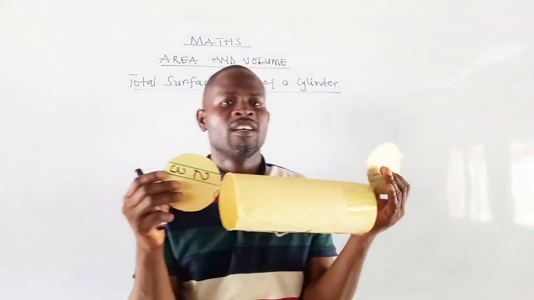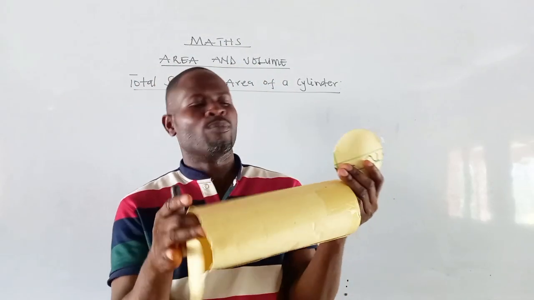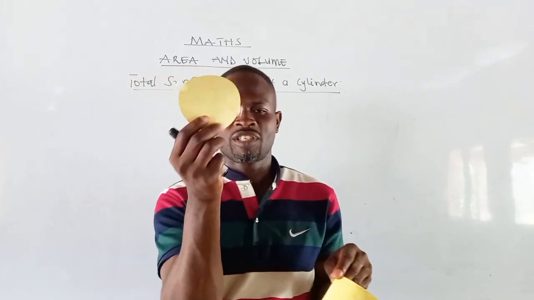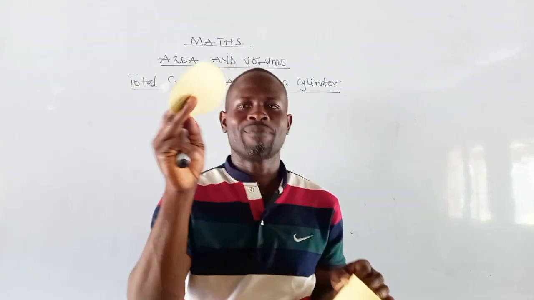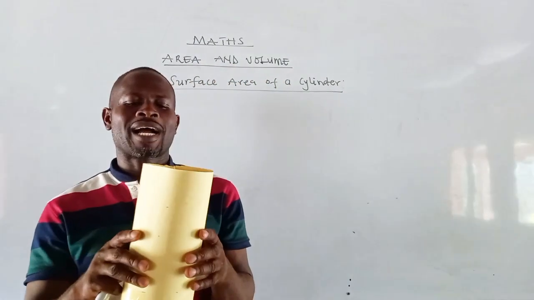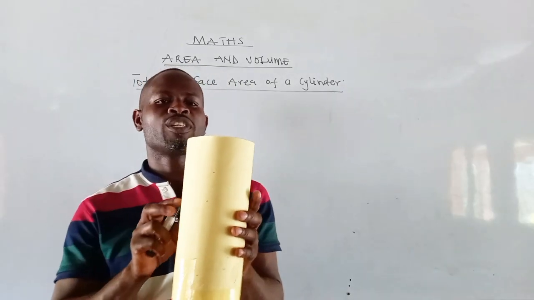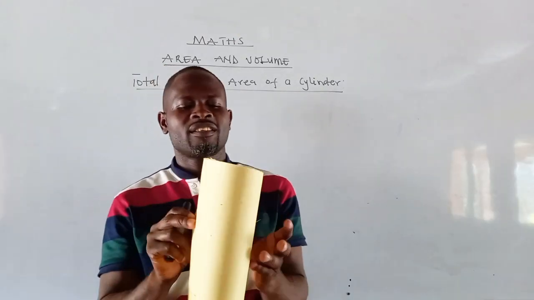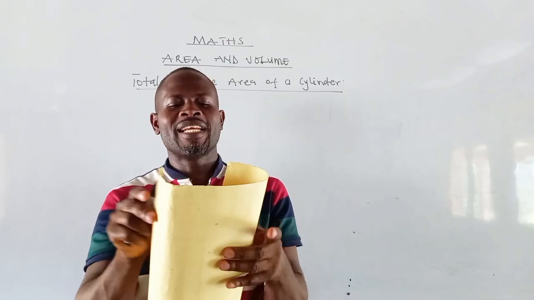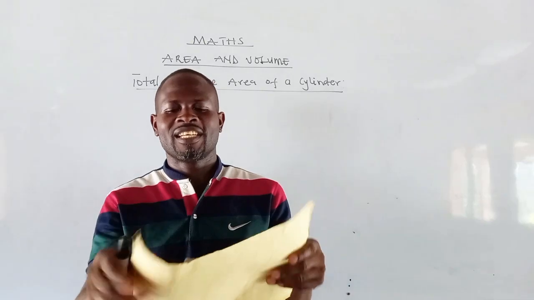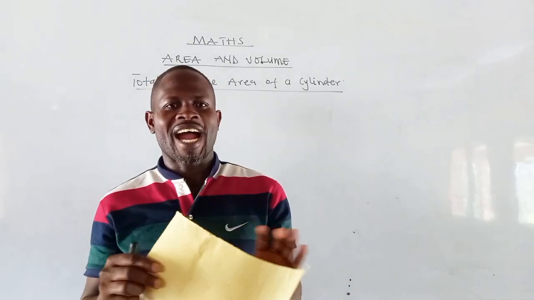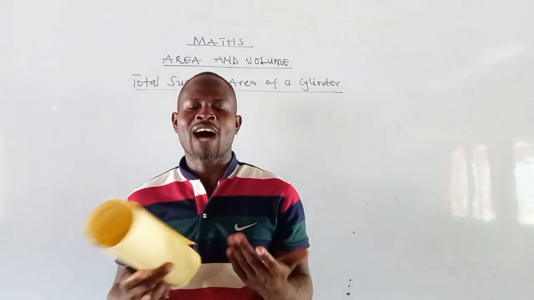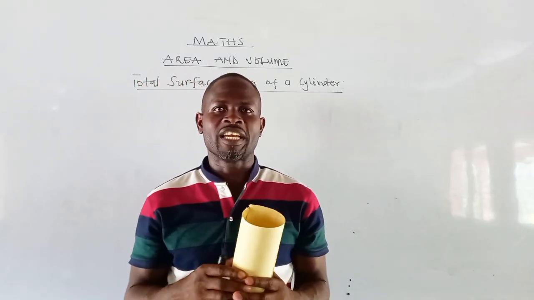So this is a closed type of cylinder. It's closed at both ends. As you can see, we have one circular shape here and another circular shape as well, so there are two. What we have to do is to cut it open. When you open it, the top here is a circumference. This side becomes the circumference, and this side becomes the height. So what we are going to do is now to look at the cylinder on the board and how to find the total surface area.